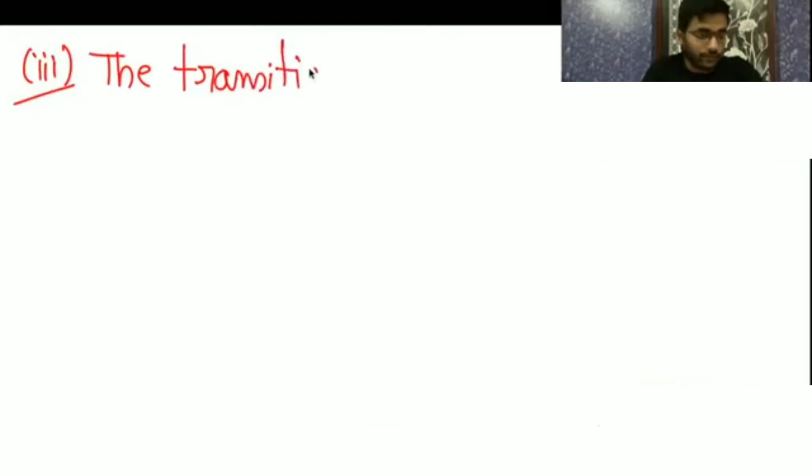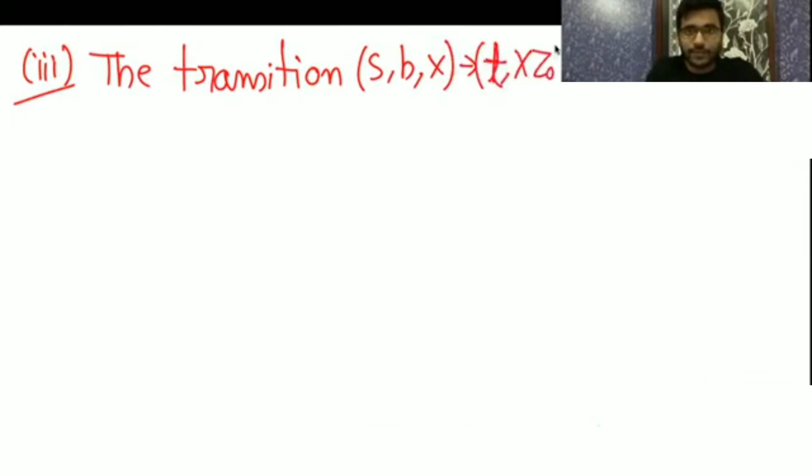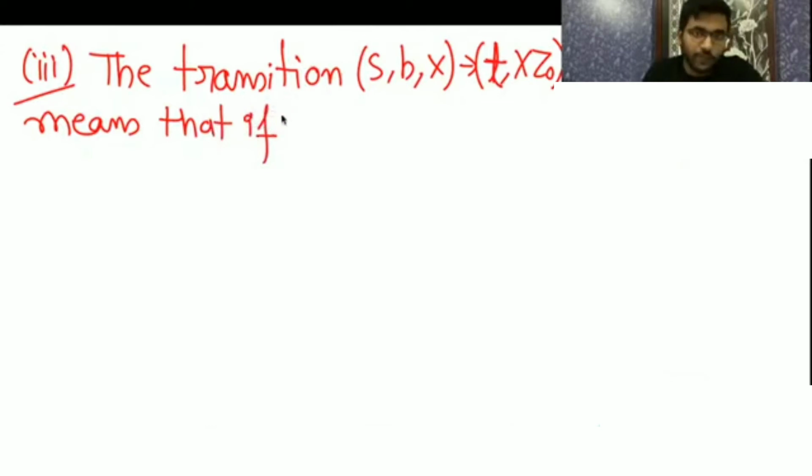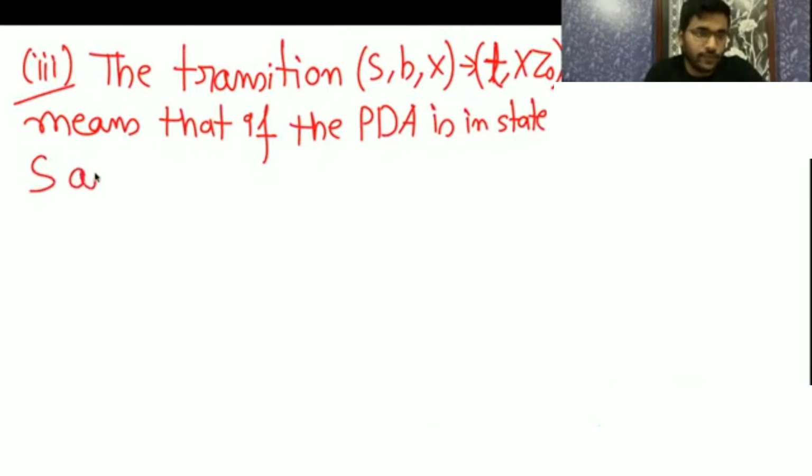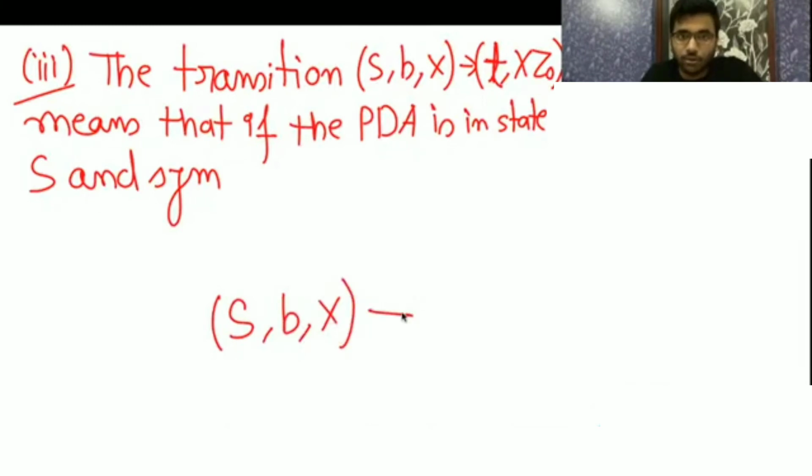The transition: SBX goes to T, say T X Z0. Okay. It means that if the PDA is in state S and symbol, what this transition means, SBX, first let me explain, then I will write SBX goes to T X Z0.